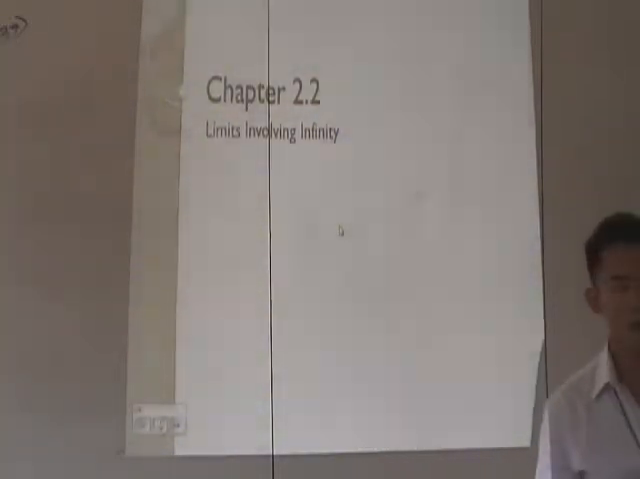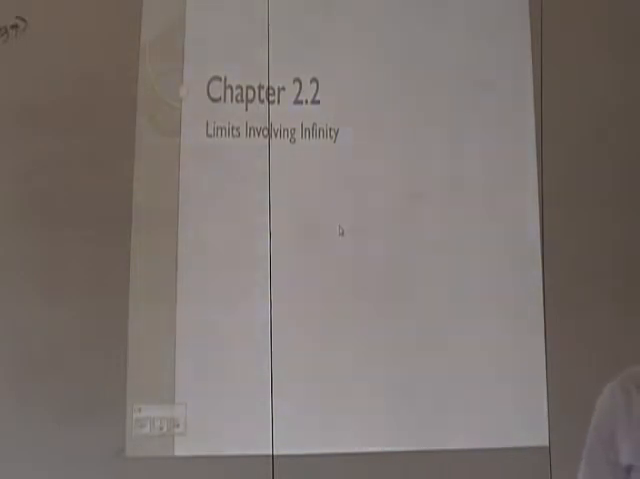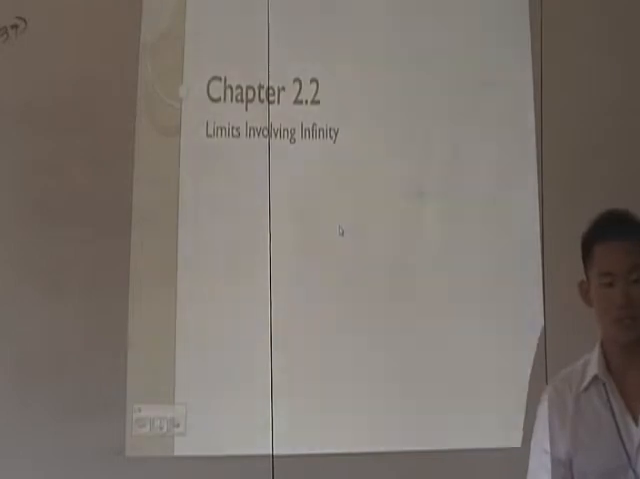Alright, so we're doing 2.2. We're going to talk about limits involving infinity. So instead of it approaching a number, we're going to talk about what happens when it approaches infinity.